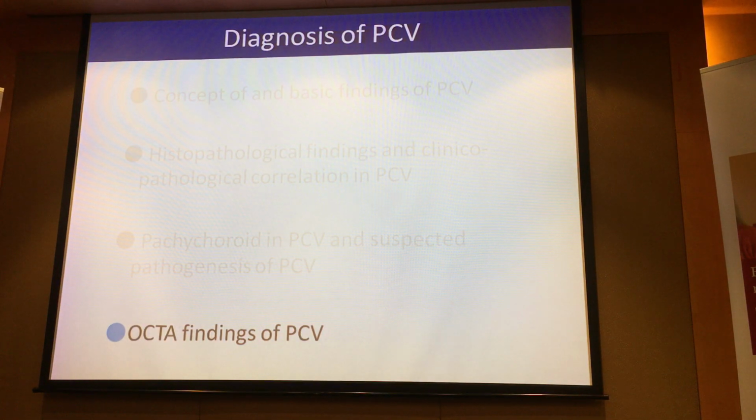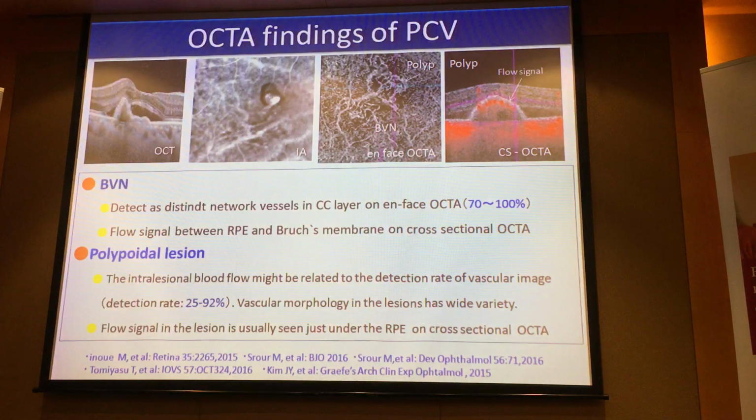And the last topic is the diagnostic OCTA findings of PCV. In the OCTA findings of PCV, BVN is detected as a distinct network vessel in the choriocapillaris layer on en face OCTA. Like this, with a 70 to 100% detection rate on OCTA. And a flow signal between the RPE and Bruch's membrane on cross-section OCTA was seen.